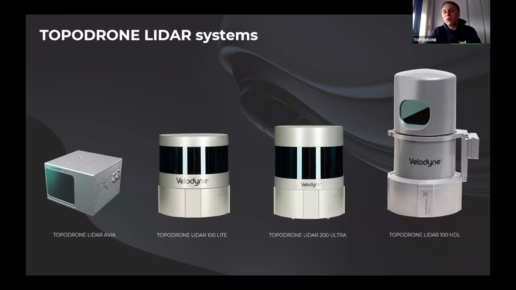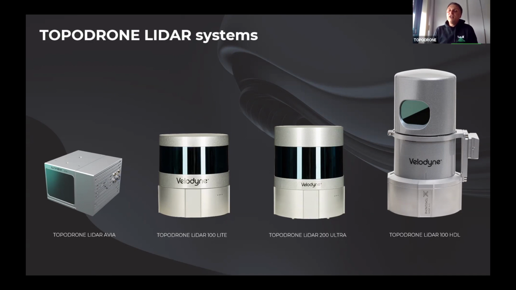And of course, we provide a very efficient solution, the Topodrone LiDAR 200, which is based on the Ultra Puck sensor, which has a very good working range. You can fly from 16 meters altitude up to 150 meters altitude, and you will get a very detailed and accurate point cloud. And Victor today will show in reality how they use this Topodrone LiDAR 200 system for real measurement of power lines.